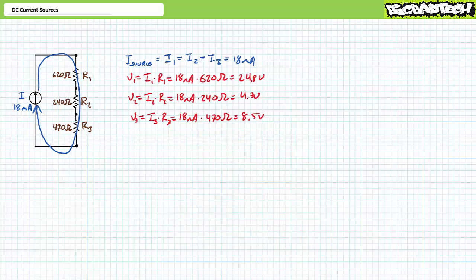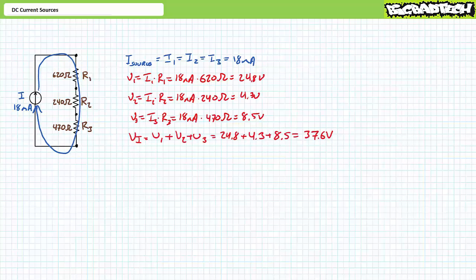Ohm's law states the voltage drop across an element is equal to the current through it times resistance. V1 equals I1 times R1, which yields 24.8 volts. V2 equals I2 times R2, which yields 4.3 volts. And finally, V3 equals I3 times R3, which yields 8.5 volts.